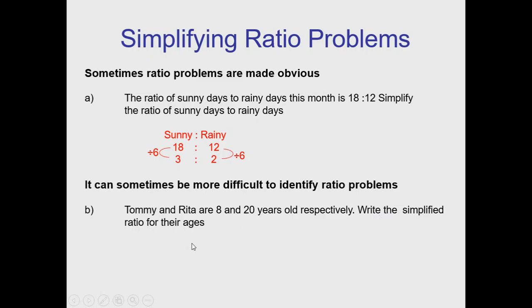Okay, so I'll start with the ratio in words, and then I'll put the numbers respectively to those names. So Tommy was first, Rita was second, Tommy is 8, Rita is 20. And now to simplify that, I need to find the highest common factor to divide both sides of the ratio by. Be careful, it's not just 2. Both 8 and 20 can divide by 4, and 8 divided by 4 is 2, 20 divided by 4 is 5, so my simplified ratio is 2 to 5.